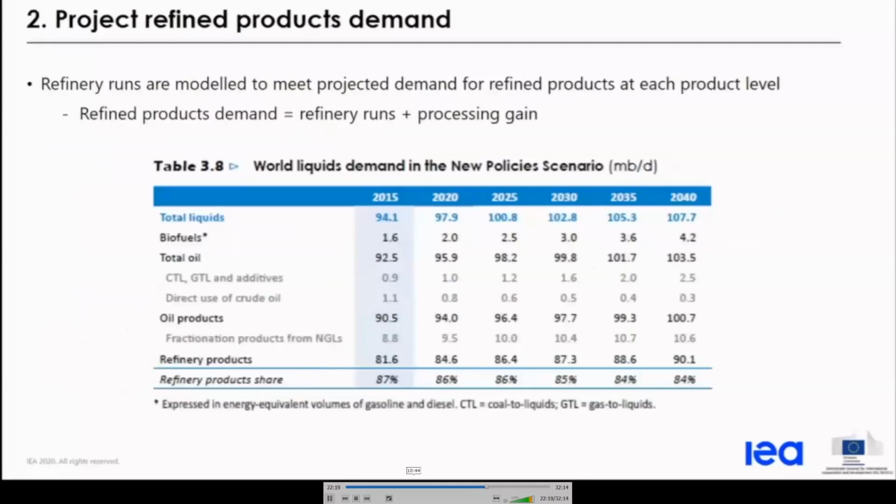Project refined products demand takes a look further into the refinery runs, and those are modeled to meet projected demand for refined products at each product level. The refined products demand equals the refinery runs plus any processing gains. We show here the detail for total liquids, and within this, we have a buildup based on biofuels, total oil, broken apart into CTL, GTL, but also the direct use of crude oil, overall oil products, and then finally refinery products.